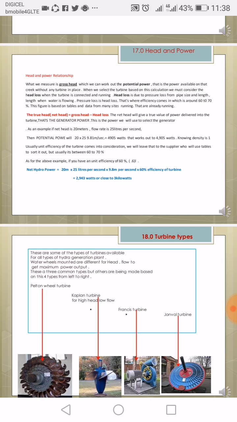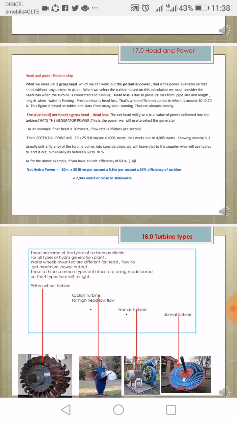Then when selecting the turbine, I base it on the calculation and consider efficiency. You can order it; the turbine is supplied all over the world. You can get it out of China, you can get it out of New Zealand, you can get it out of Australia.